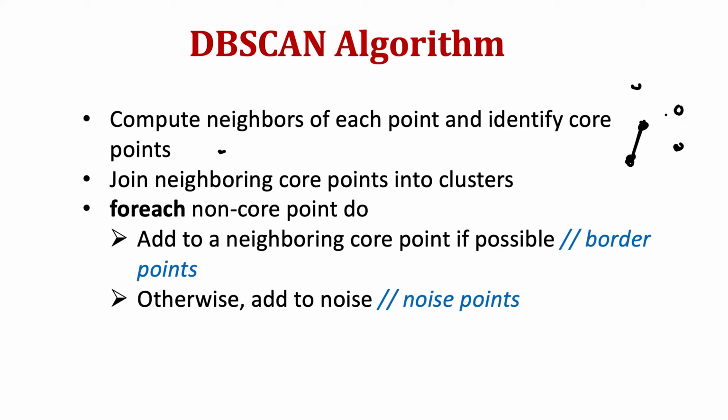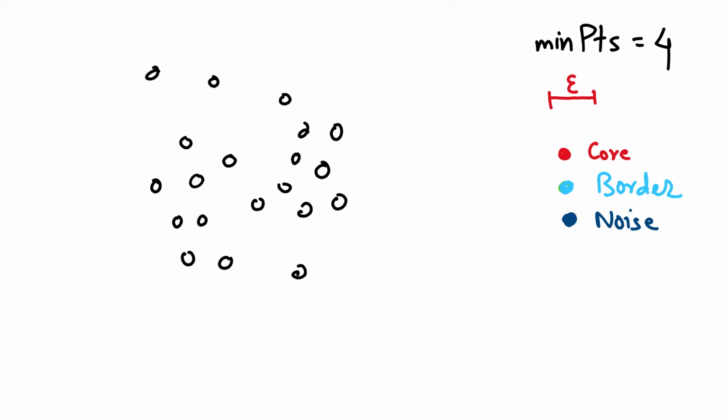So for each such point which is not a core point, we will try to add it to a nearby core point. So maybe there is a core point near to it, but it's more than epsilon distance. So then it will automatically become noise. But if some point is within epsilon distance of a core point, then we will assign it as a border point and include it in the cluster. So for each non-core point, we will either make it a border point or otherwise noise. So let's see this in another example and it will be clear.